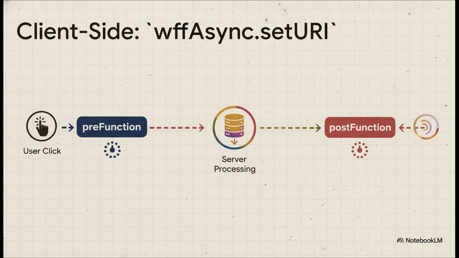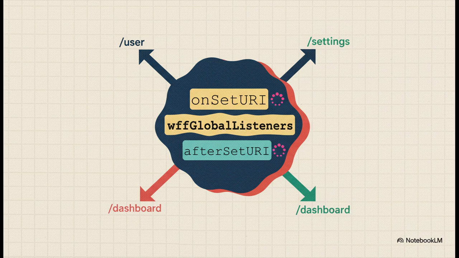Super useful. And hey, if you don't want to keep writing that show spinner, hide spinner code over and over again for every single route, there's a better way. The framework gives you this WF Global Listeners object. You can just define onSetURI and afterSetURI functions on it once, and they'll run for every single route change across your entire application. It's a great way to keep your code clean.